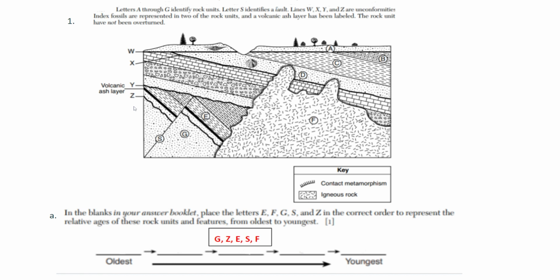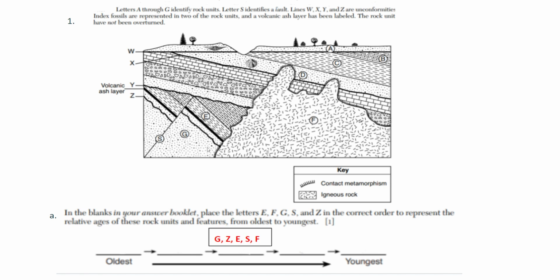So G got deposited, then Z is an unconformity that happened, then this volcanic ash layer got deposited, then E got deposited, and then it looks like Y is an unconformity that happened, and finally S is a fault that cuts across all these layers, so S must be younger than all the layers that it cuts across. And then it looks like this layer got deposited, and then this layer, and then this layer, and then this layer. And then it looks like F is an igneous intrusion that cuts across all those layers.